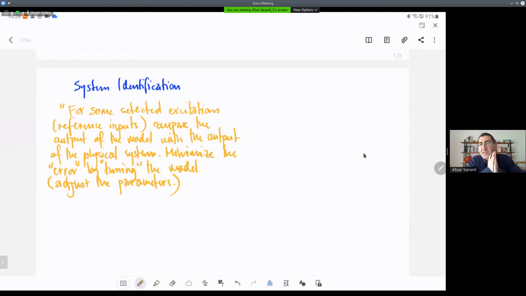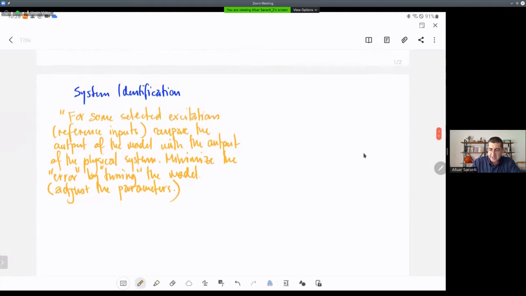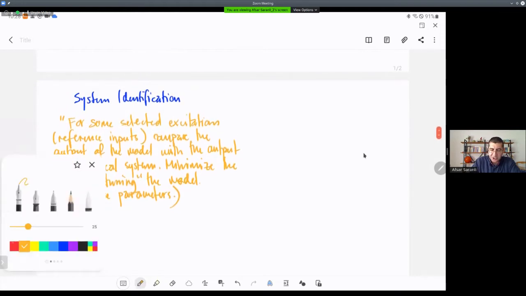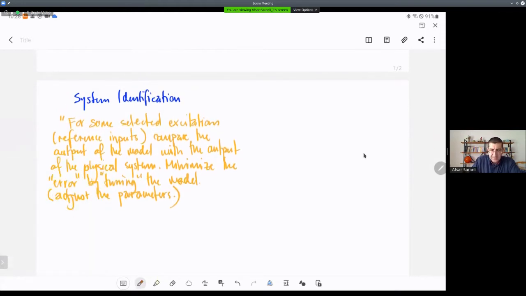to the physical response. Let me sketch something that is a representation of that. You basically have a given signal, an input. You give this to the model, and you give this to the physical system simultaneously.